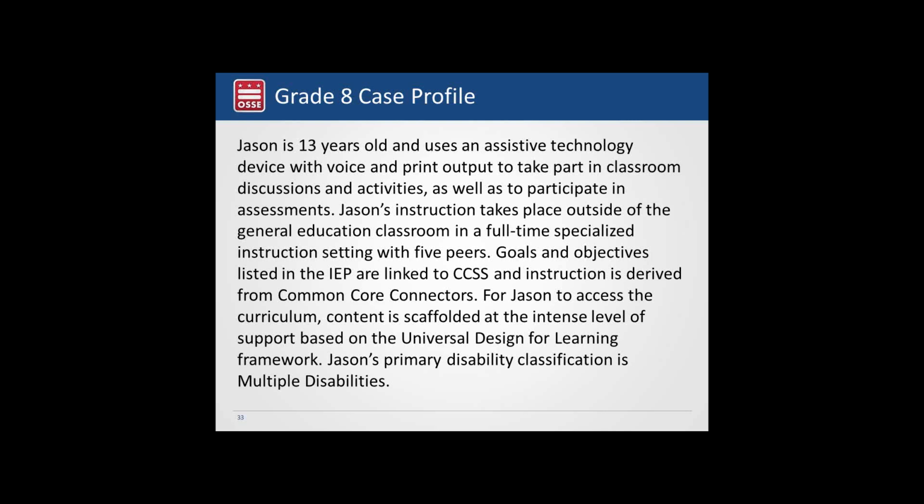So based on the information that we received about Jason, Jason would apply for alternate assessment participation. Goals and objectives are linked to Common Core connectors as well as Common Core state standards. And Jason's primary disability classification is multiple disabilities. There are other factors we would take into consideration, but this is just an example of a student that would be eligible for alternate assessment participation.